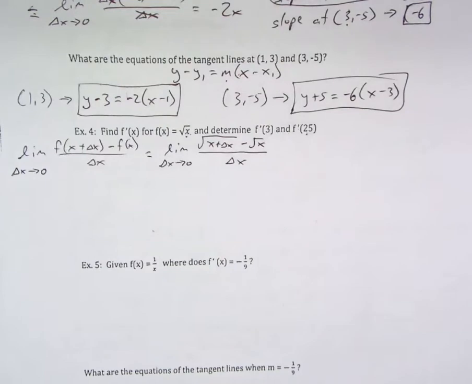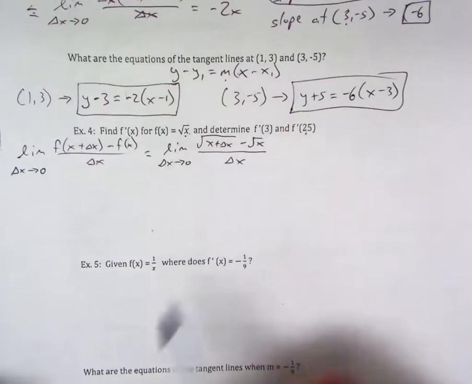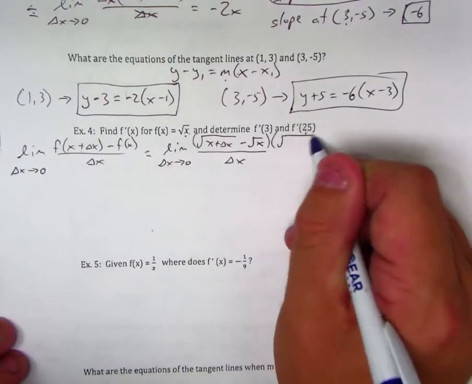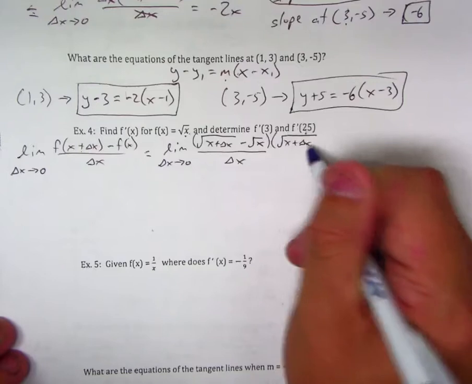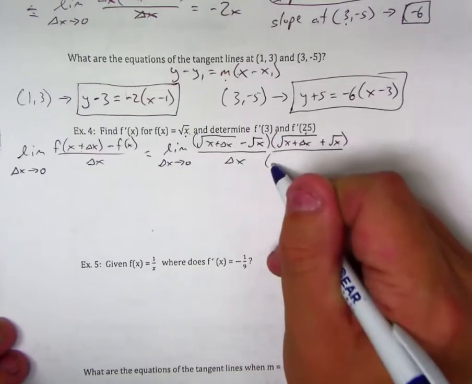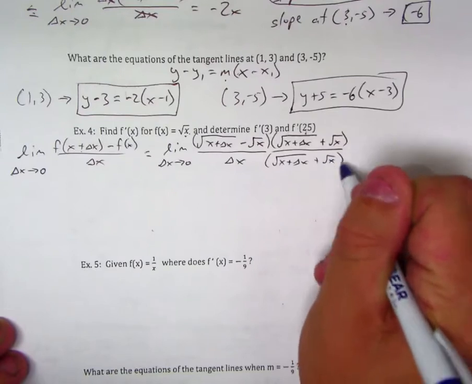All right, so we have an issue to encounter, and we've dealt with this issue before. We need to rationalize the numerator. We have to multiply by the conjugate. So we're going to multiply by the square root of x plus delta x plus the square root of x over the square root of x plus delta x plus the square root of x.